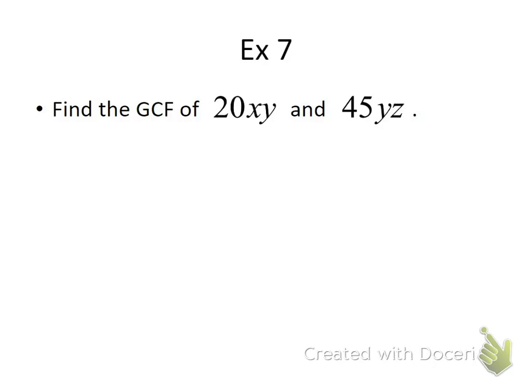Find the greatest common factor of 20xy and 45yz. Okay, so what I recommend that you do, ignore the variables for now. Let's just factor out our numbers, okay? So we have 20, and we're going to find the greatest common factor of 20.